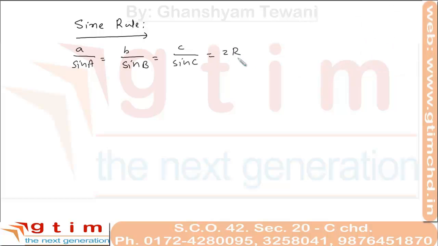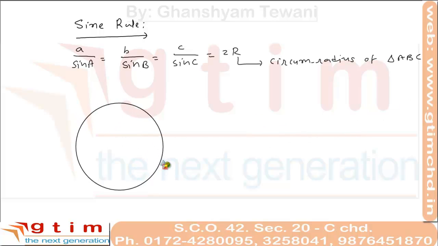This is equal to 2r, where r is the circumradius of triangle ABC. So let's consider different cases for this. Since in this rule a circle is involved, we have three possible cases, or in fact for any triangle we have three possible cases: when the triangle is either acute, or obtuse, or a right angle triangle.